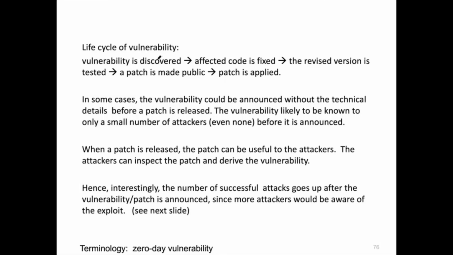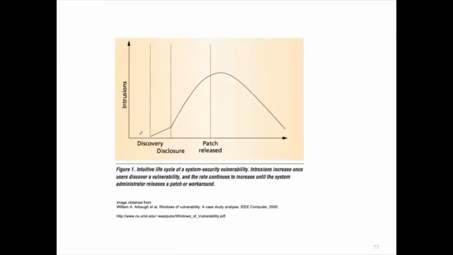So let's look at this chart. A program has many bugs, so we need some time to find them. If one is found, then we need to release the patch. Very interestingly, this pattern is often observed. This is the time, and this is the number of intrusions, the number of times the vulnerability is exploited by users.